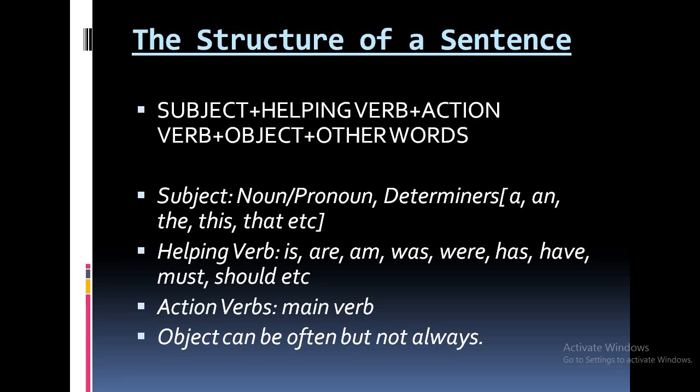And then you have the object, and not necessarily must the sentence always have an object. But the sentences which you are going to get in class 9, of course, would have the subject and the object as well. So an object can be often but not always. And with that you have the other words. Like, I'm going to meet you today in the evening. In the evening is a tag which I'm adding there. So that will be the other words which I'm talking about here. So this will be the structure of a sentence once you write it out.